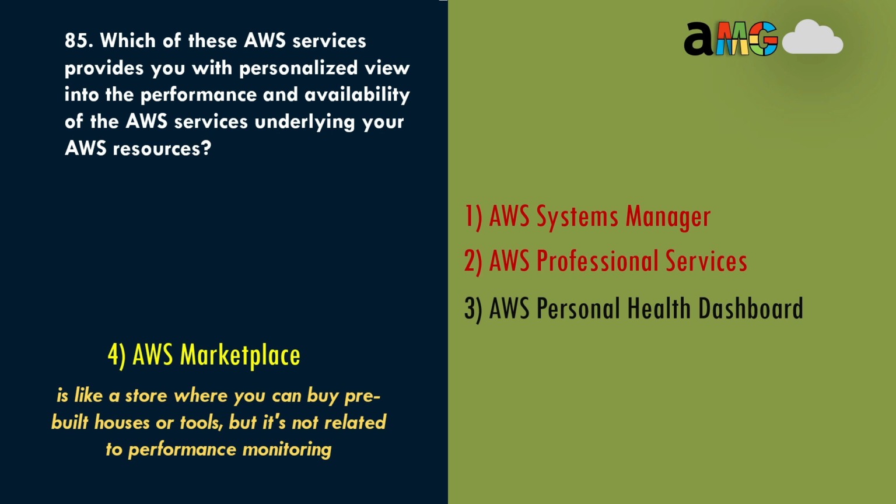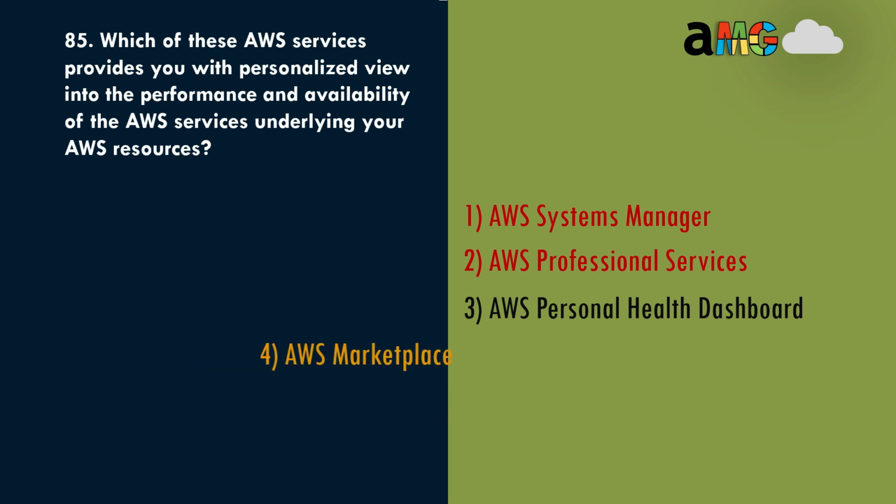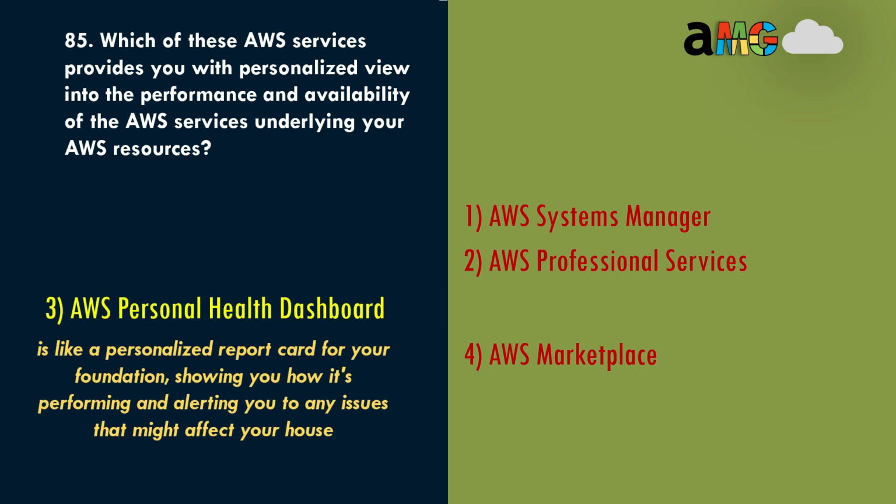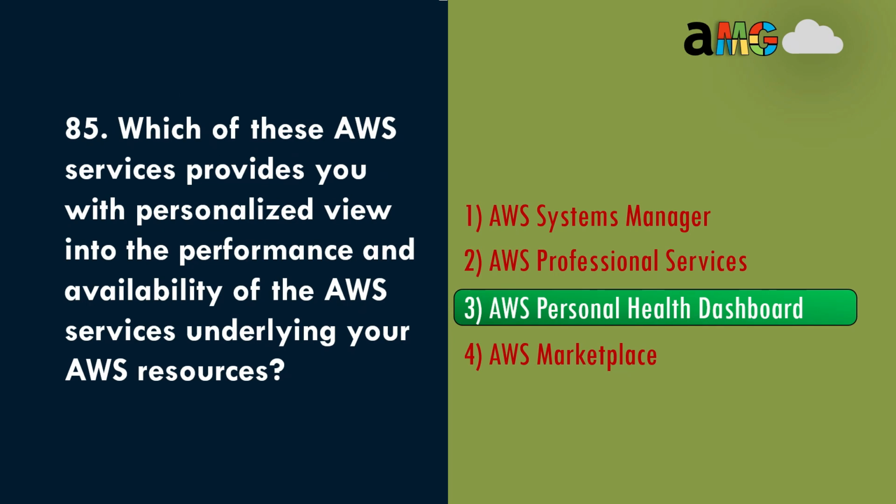Option 4, AWS Marketplace, is like a store where you can buy pre-built houses or tools, but it's not related to performance monitoring. So this is the wrong answer. Option 3, AWS Personal Health Dashboard, is like a personalized report card for your foundation, showing you how it's performing and alerting you to any issues that might affect your house. Okay, so this is the correct answer.